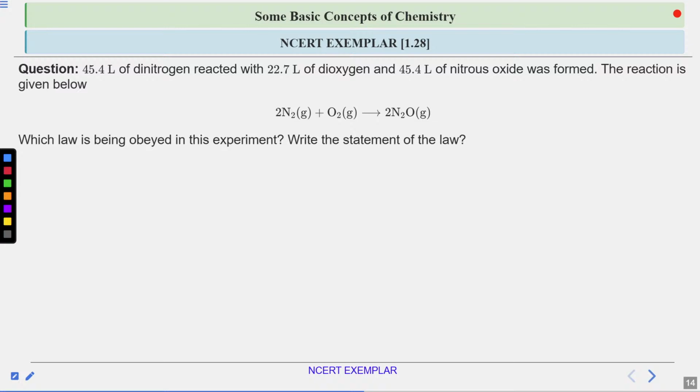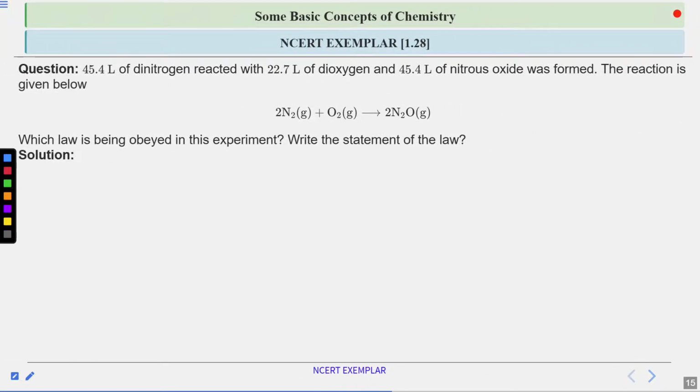Our next question is: 45.4 liter of dinitrogen with 22.7 liter of dioxygen, and 45.4 liter of nitrous oxide was formed. Then the reaction is also given. You have to say which law is being obtained and write the statement of that law. You can solve it, and I will tell you the answer tomorrow. Yes, that is the difference between NTP and STP. Very good. So you have to say which law is being followed here.